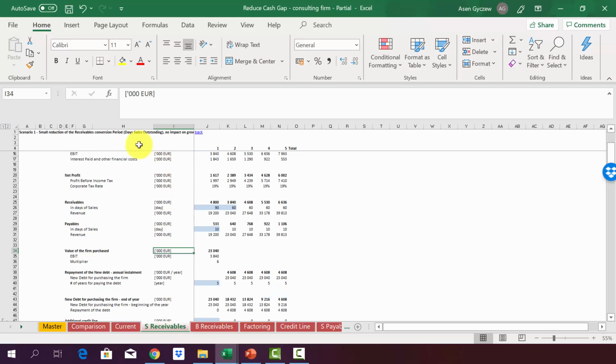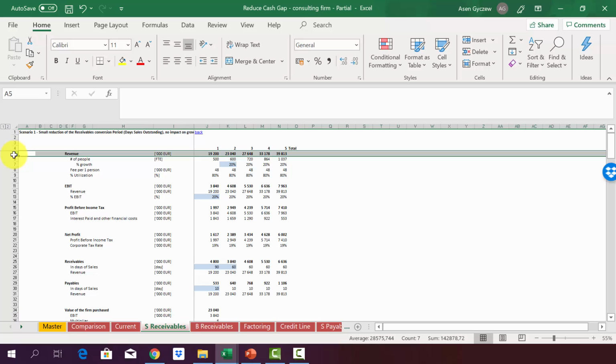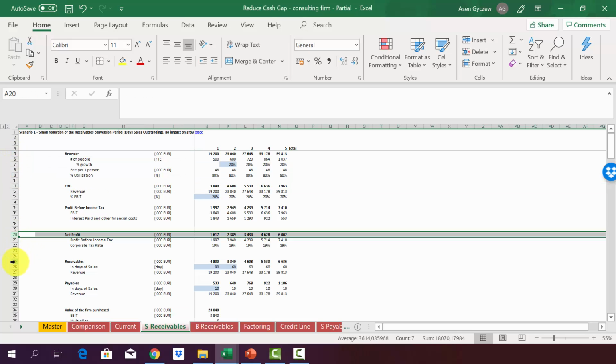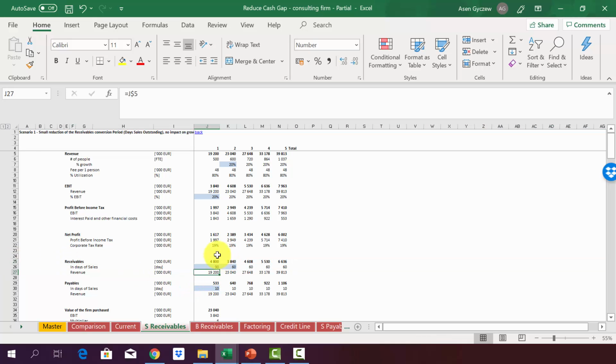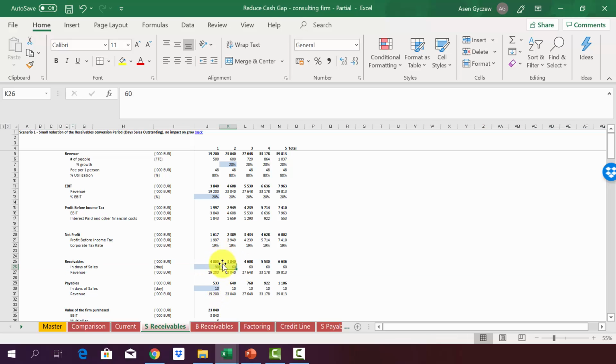So we have a small reduction of receivables. This will obviously not impact revenue, EBIT, or net profit. So the change we're going to notice in receivables. And as we said in this scenario, we reduce the payment terms in such a way that receivables expressed in days of sales go down from 90 to 60. This obviously means that the receivables go down.